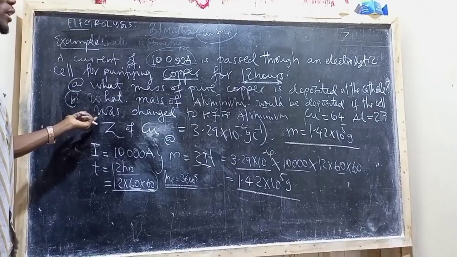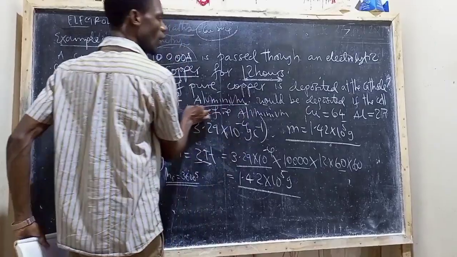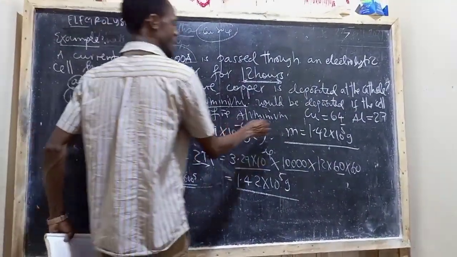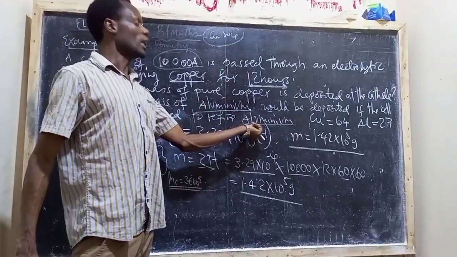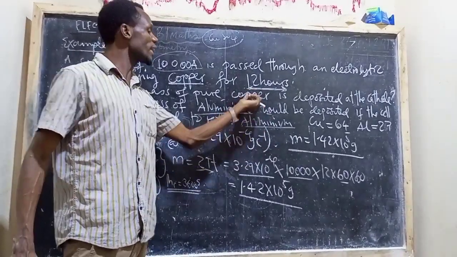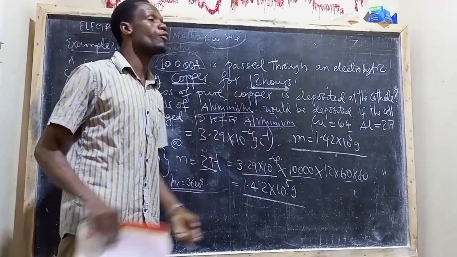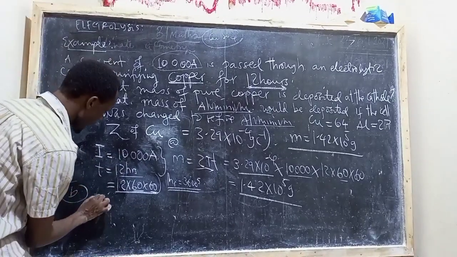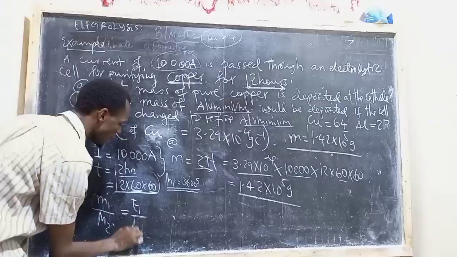But for the second question, what is the mass of aluminium that would be deposited if the cell was changed to refine aluminium? Now, you are just talking about the copper and aluminium, so we are talking about two different electrolytes. For the second question, you have to use the second Faraday's law of electrolysis. Now for part B, we have mass 1 over mass 2 is equal to E1 over E2.